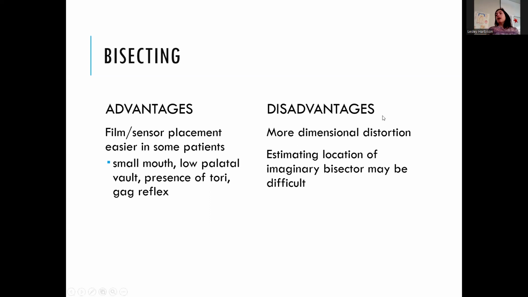The disadvantage: more dimensional distortion, and estimating the location of the imaginary bisector may be difficult, especially in the posterior. So it can be hard to say, okay, where's my bisector? Like, I know my sensor is probably like this and their tooth, I guess, is like that, and so then you just kind of guesstimate. But really, if you use those degrees from that earlier slide, a lot of times you can at least get pretty close.